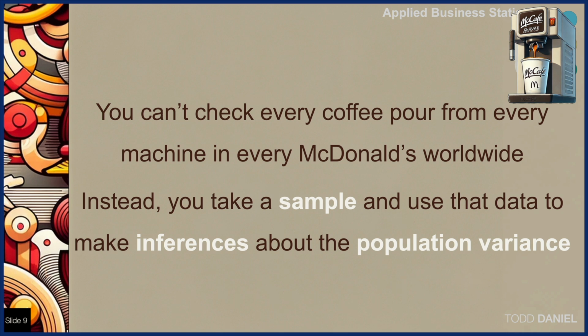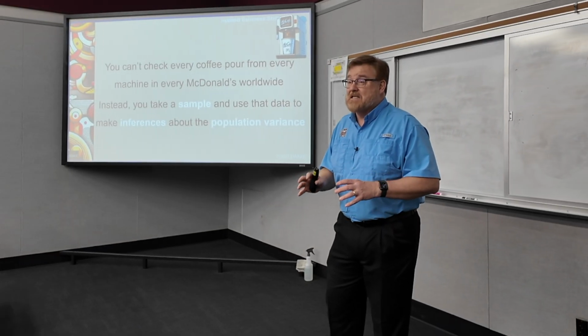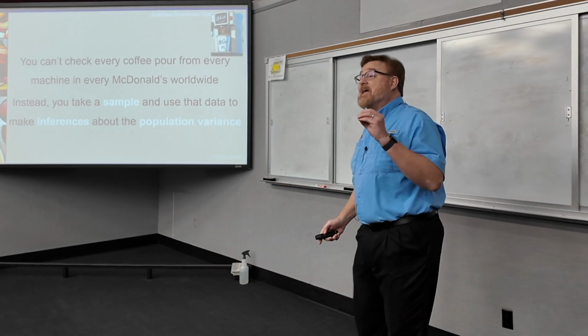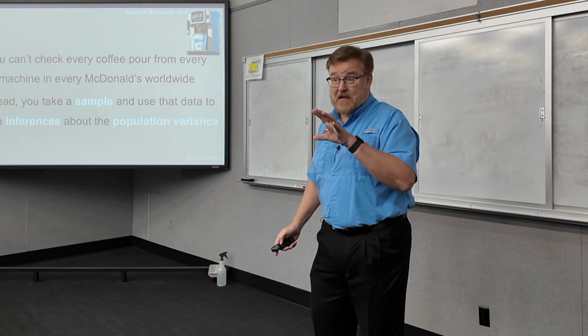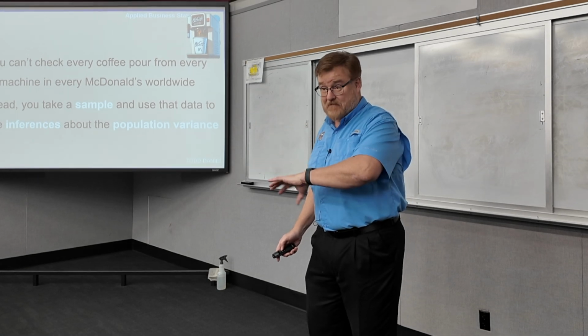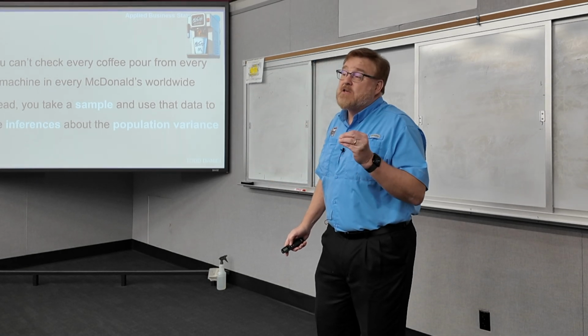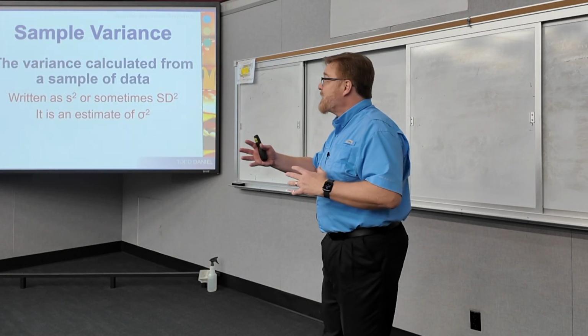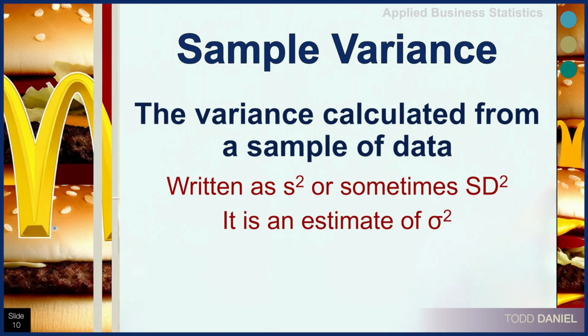What I would like to be able to do is check every machine, every pour in every McDonald's across the world, but that is unrealistic. So I'm not going to try to test the whole population. What I'm going to test is a sample. I'm going to draw a smaller subset from the population and then use what I learn from that sample to apply back to the population.